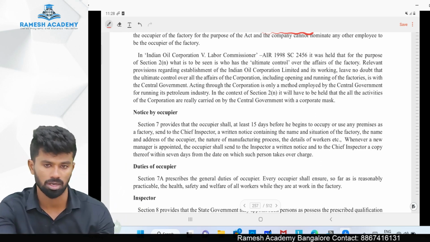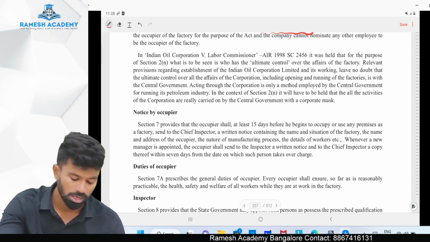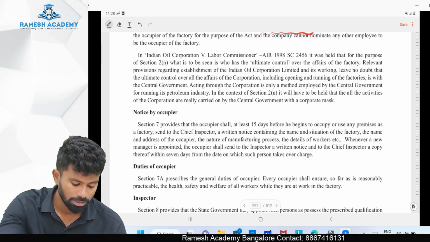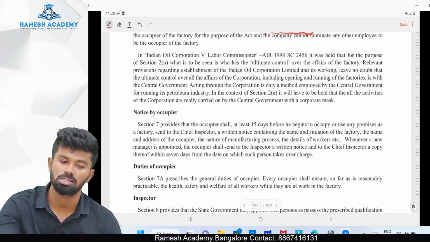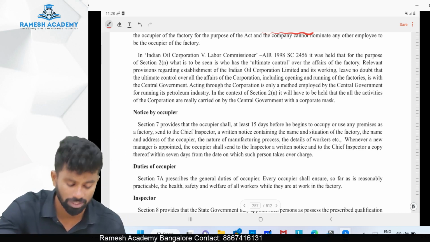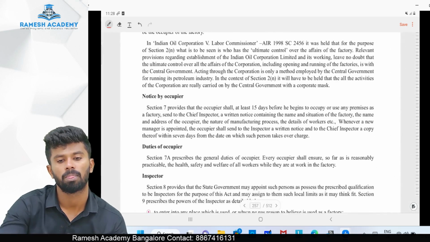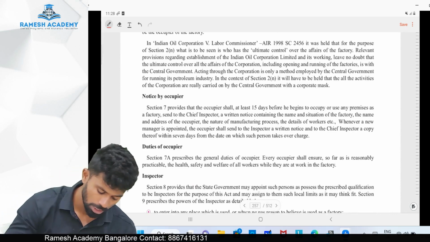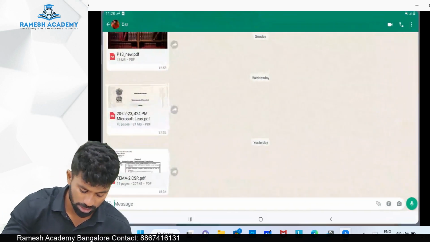With the central government. So if central government is having the control, then central government is considered as what? Considered as the occupier, and they are the one who is required to provide the what? Adequate measures. Okay, so we can discuss this chapter.